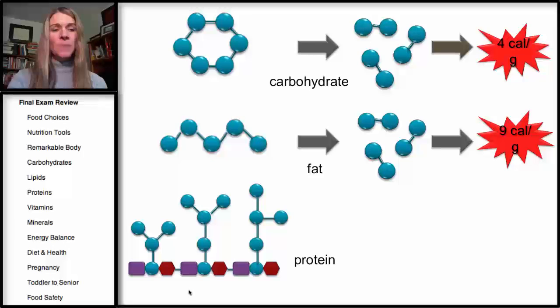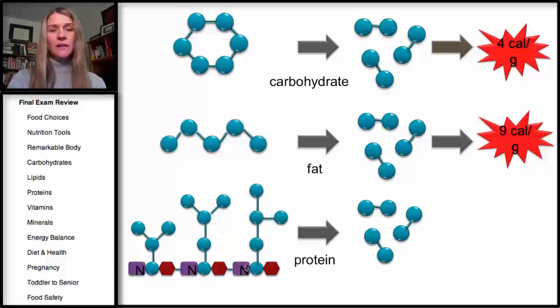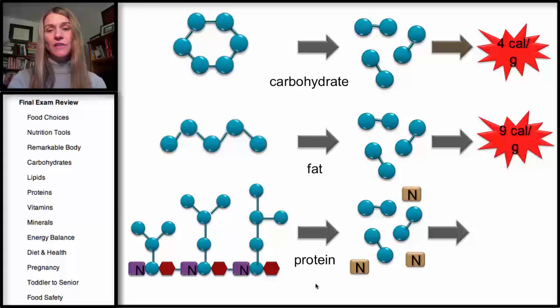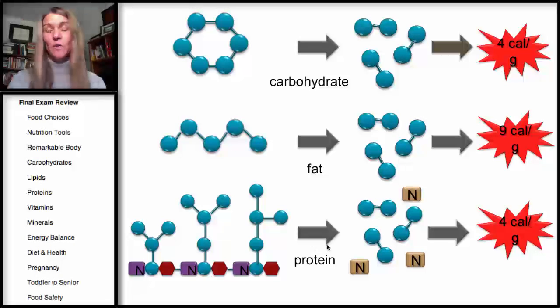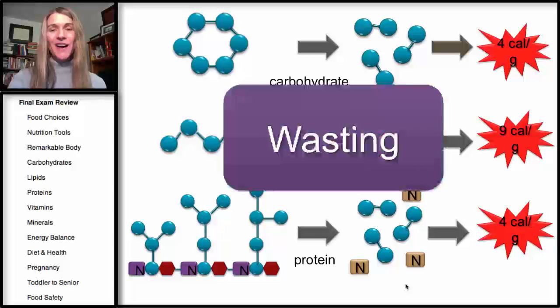per gram. Protein, remember, we have the amino acids. They're linked together. We have the nitrogen component as well as these side chains. So this is much more complex. But what happens is, again, it can break it down into these carbon fragments, these 2 carbon fragments, but also there's nitrogen. Again, we get 4 calories per gram, but it takes quite a bit of energy to get there, but we waste that nitrogen.